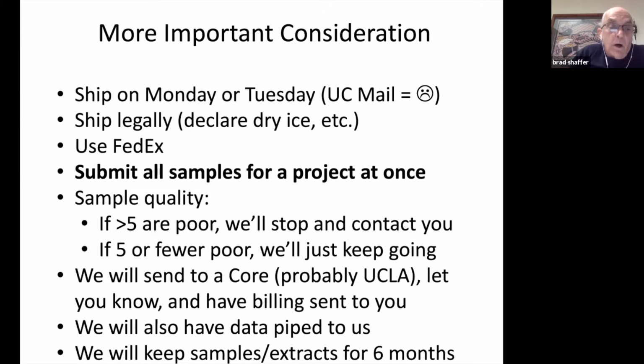What about sample quality? Well, we've gone around and around on this, how to handle it and what's the best way to do it. And here's what we've come up with. Out of your presumably 150, if more than 5 of them on our first pass through look really sketchy, we're just going to stop right then, contact you, figure out what's going on, and figure out what to do about it. Okay.